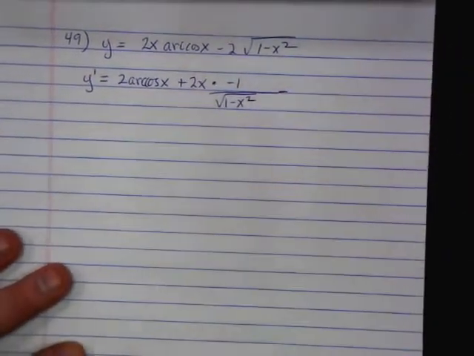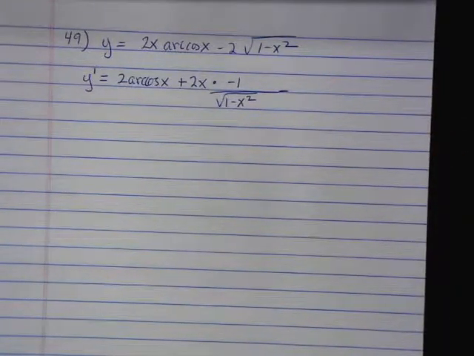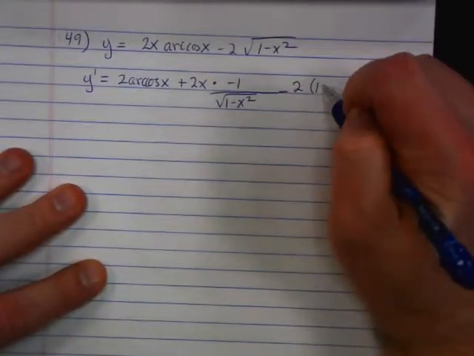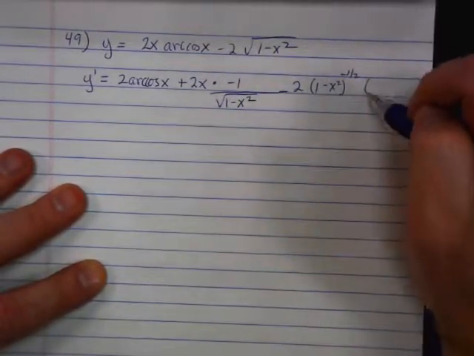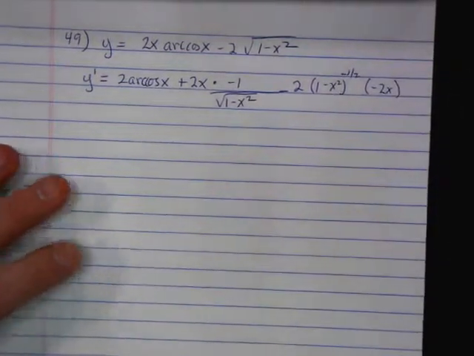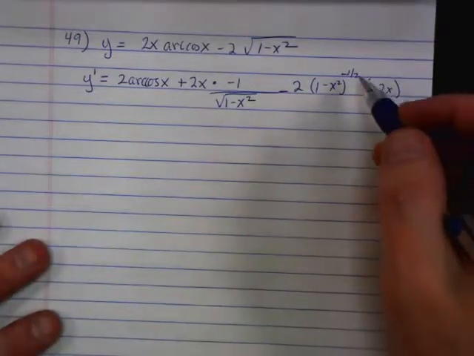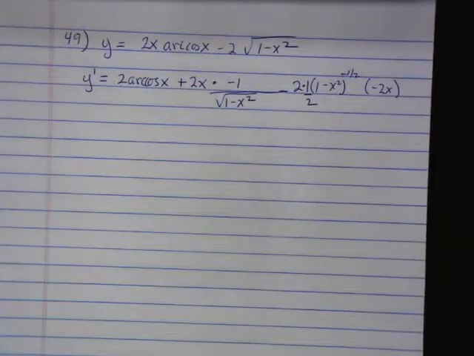Minus. Then I have to take the derivative of this thing. What do I have to use to take the derivative of that piece? The chain rule. So I'm going to have the 2. I'm going to have 1 minus x squared to the negative 1/2, because I think of square root as being a 1/2 power, multiplied by the derivative of the inside. The derivative of the inside is negative 2x. And I brought down a 1/2. There it is. There's the 1/2 I brought down.